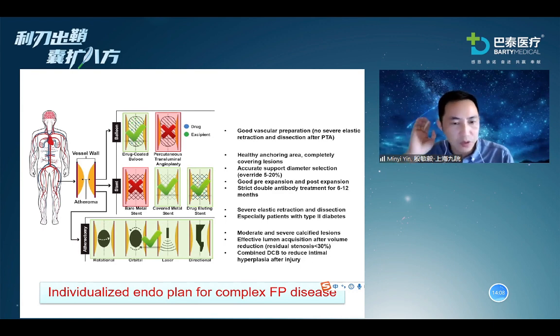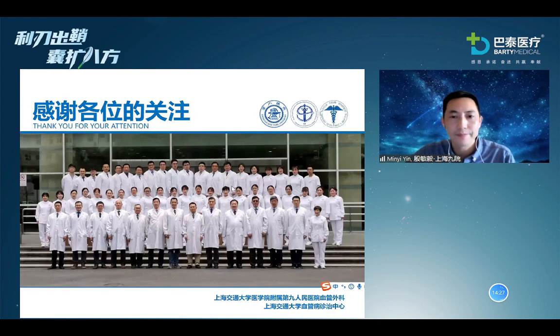So we have different and complicated diseases. However, we have multiple devices and options, and we should choose an appropriate strategy and appropriate device in order to exert the role of the device and also maintain mid to long-term patency. So that's all from me. Thank you very much.